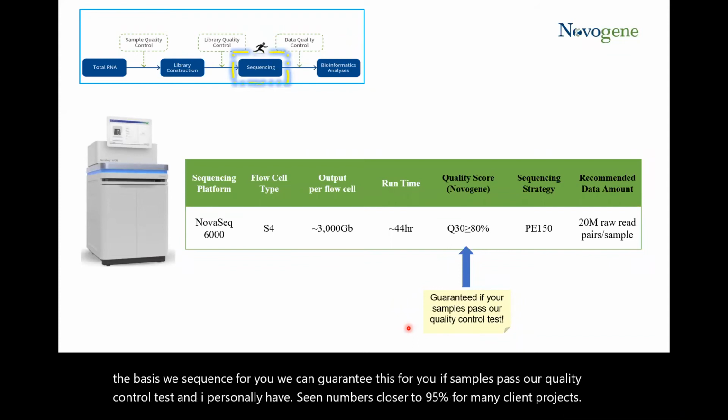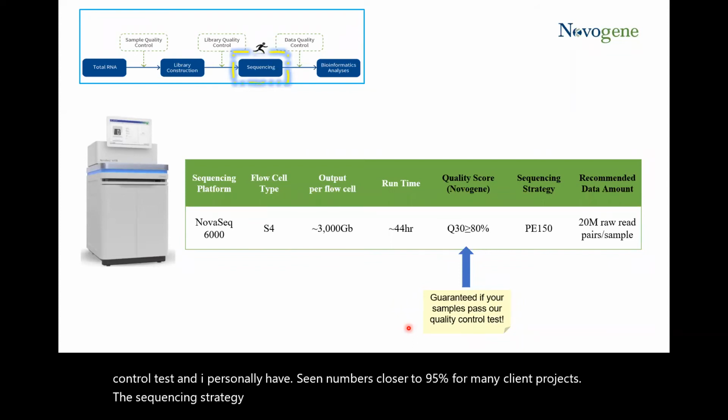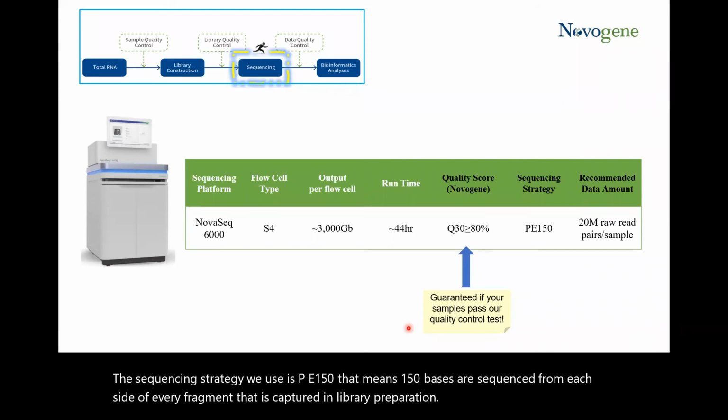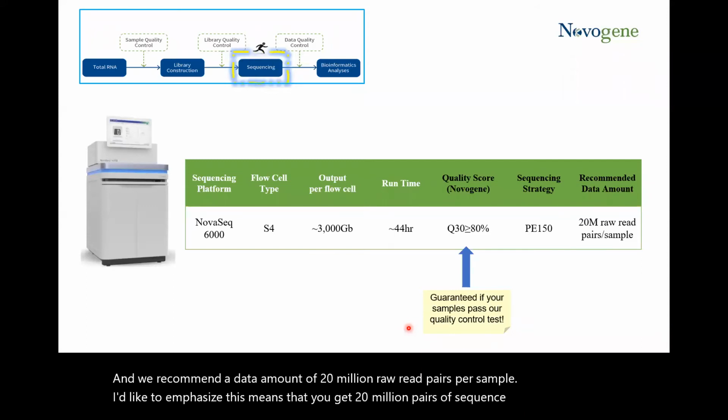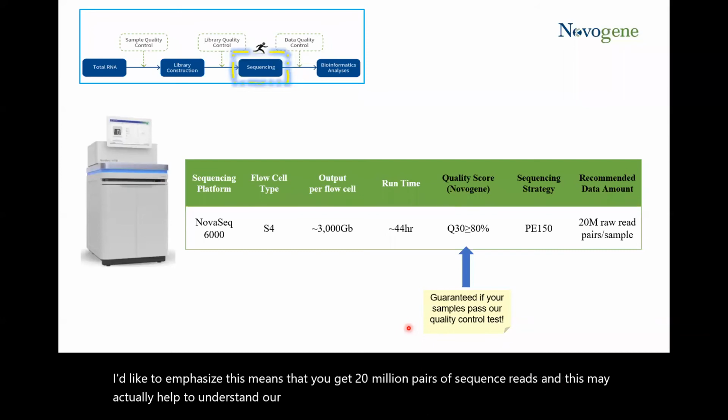The sequencing strategy we use is PE150. That means 150 bases are sequenced from each side of every fragment that is captured in library preparation. And we recommend a data amount of 20 million raw read pairs per sample. I'd like to emphasize this means that you get 20 million pairs of sequence reads. And this may actually help to understand our services compared to some competitors who offer 20 million reads, but it's only 10 million pairs.